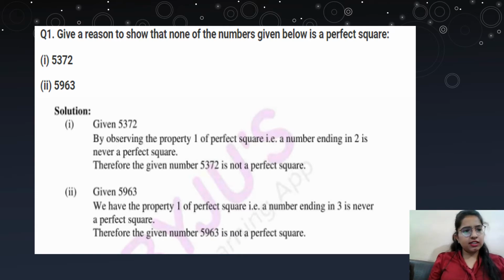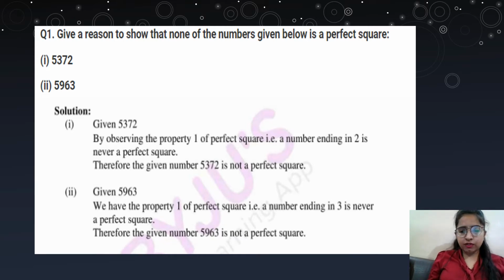So the question is, give a reason to show that none of the numbers given below is a perfect square. What is it saying? You have to prove that these are not a perfect square, right? For this, what you will do? First of all, you have to check the number. The number is 5372. You can observe here that the number is ending with digit 2. And in property 1, I have explained that a number ending with 2 is never a perfect square.